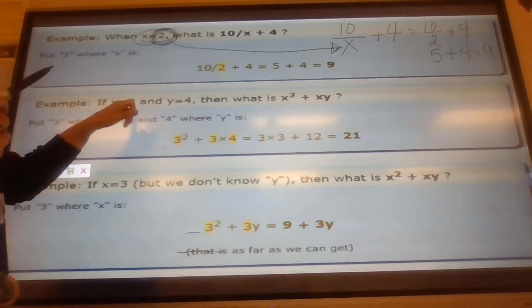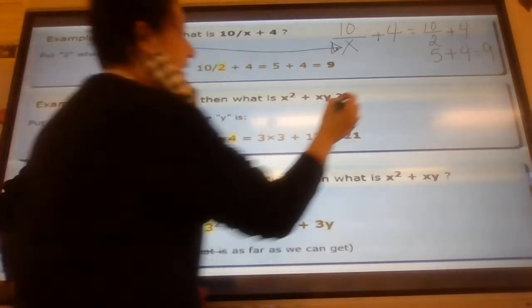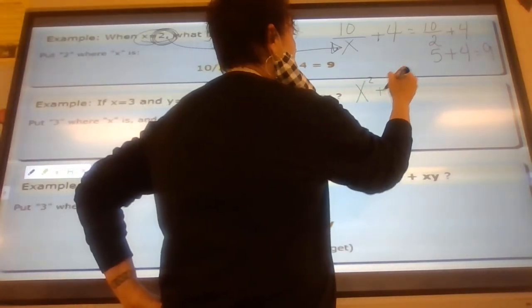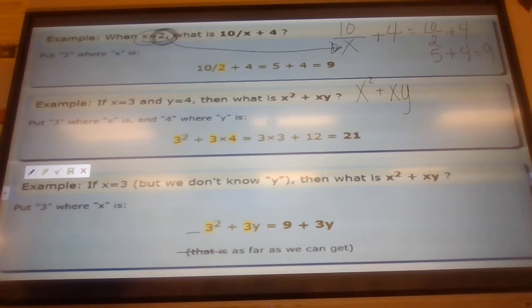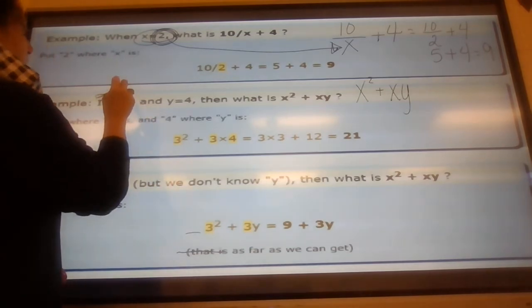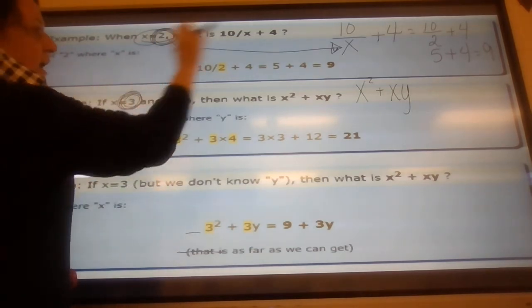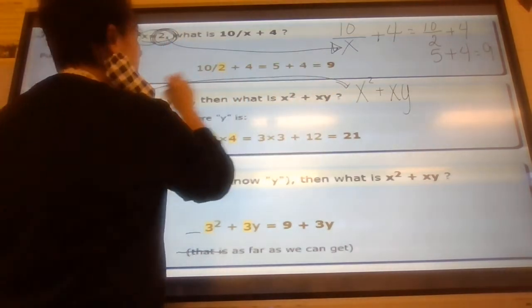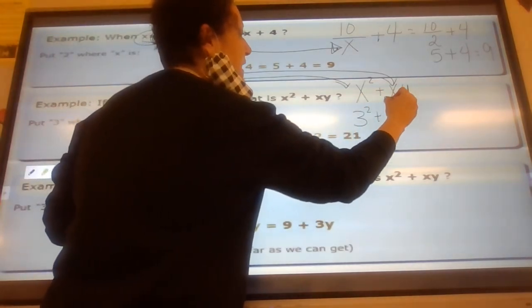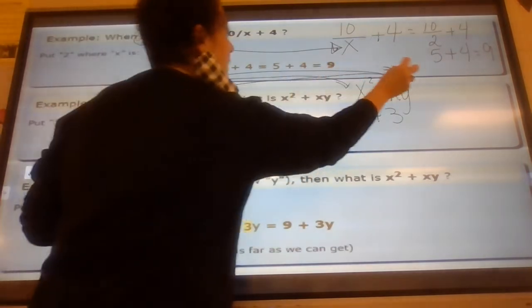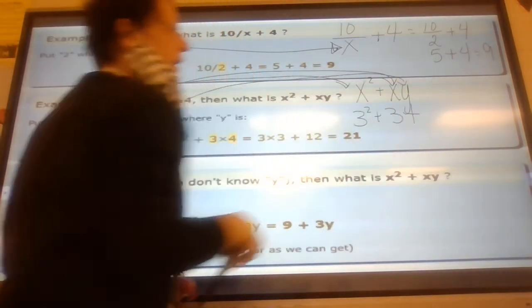All right, if x is 3 and y is 4, so now we've got x squared plus xy. Well, look at that xy real quick. Somebody tell me, xy. What operation's going on with that x and that y? Multiplication. I want to show you the mistake that tends to be made. We're going to take this 3, and it goes right there, and right there. So we've got 3 squared plus 3, and then we're going to take the 4, and it goes in for y, and we put our 4 right there.